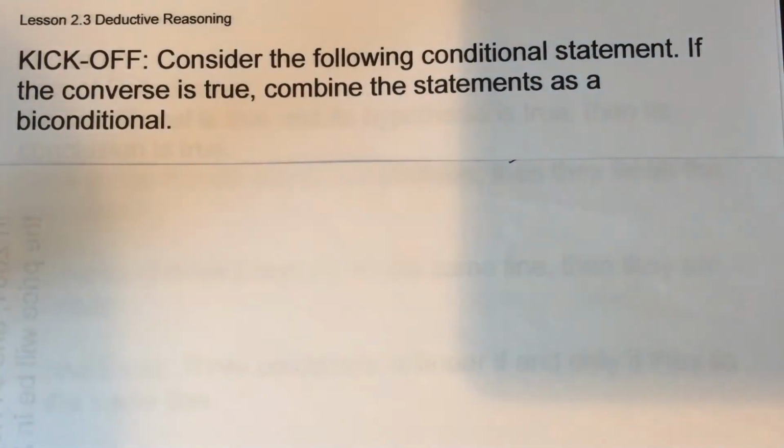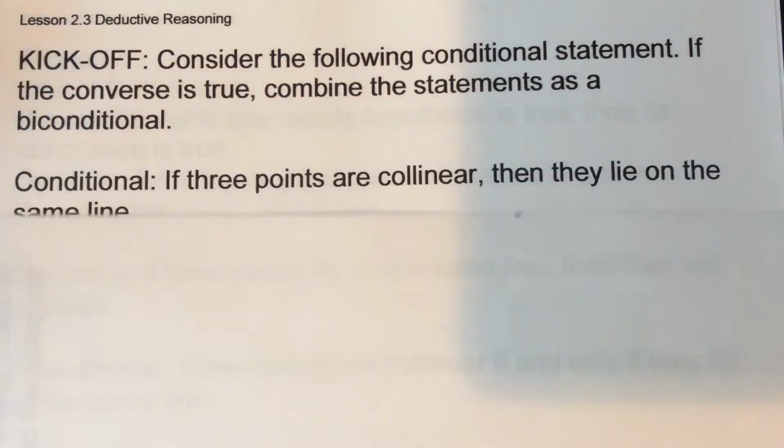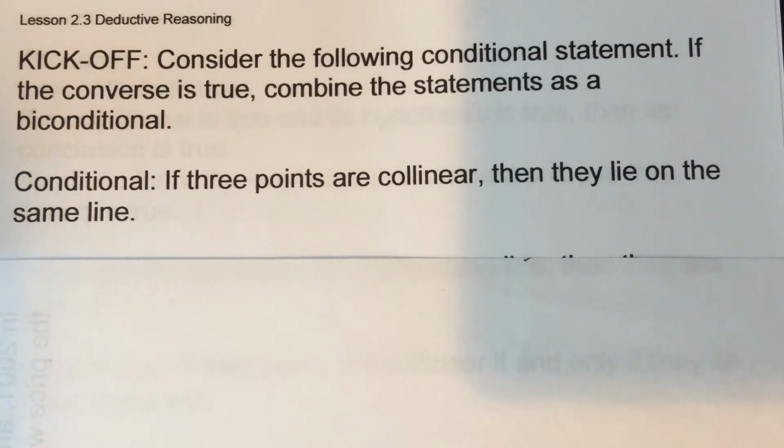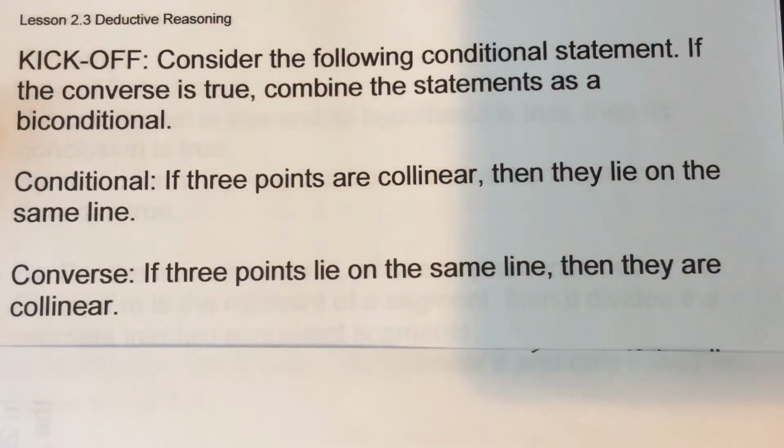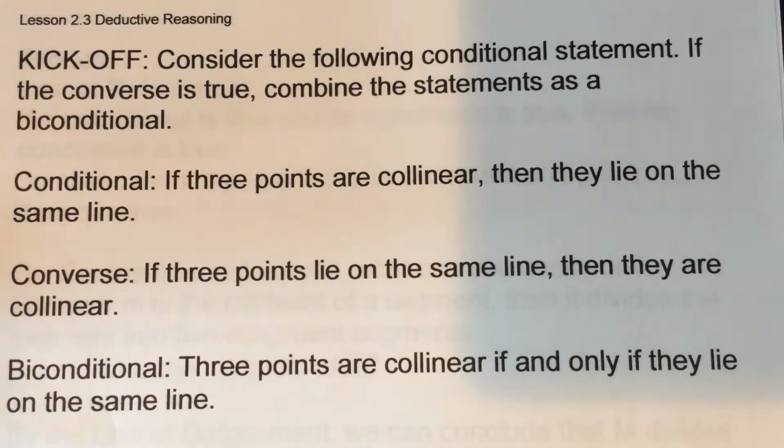So, consider the following conditional statement. If the converse is true, combine the statements as a biconditional. Where our conditional is, if 3 points are collinear, then they lie in the same line. Well, if we flip that around, if 3 points are on the same line, then they are collinear. Yeah, both of those are true. So we can write the biconditional: 3 points are collinear if and only if they lie on the same line.